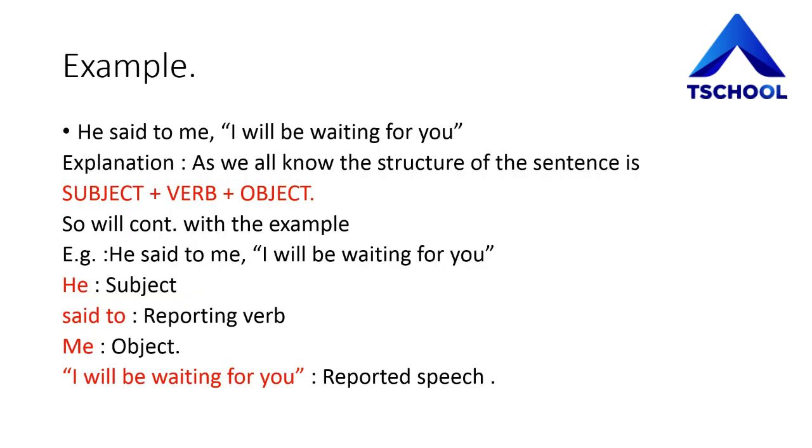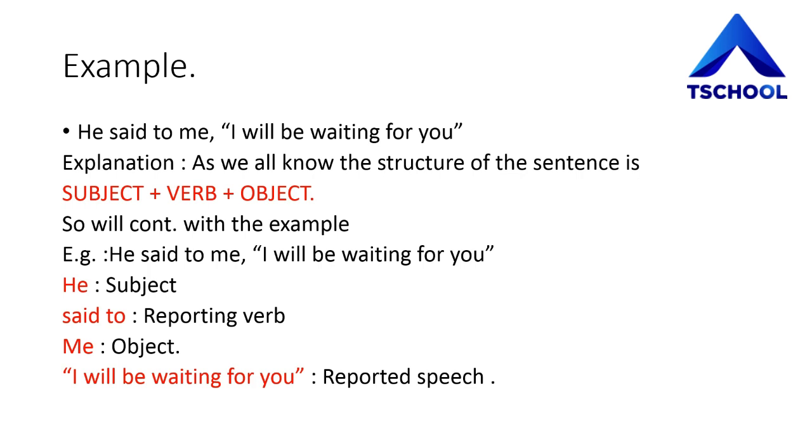Look at the example so it will be easy for you to understand. He said to me, I'll be waiting for you. As we all know, the structure of the sentence, that is the subject, the verb plus the object. That is all we have studied in standard 8th and 9th. Here, look at the example again. He said to me, I'll be waiting for you. He is the subject, said to is the reporting verb, and me is the object.